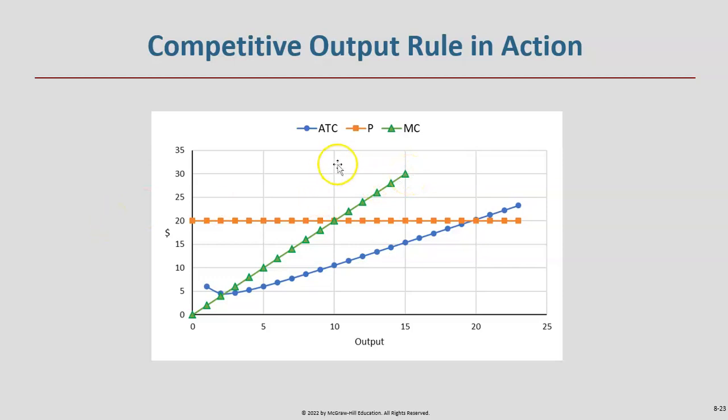You can see that price is equal to marginal cost at an output level of 10. And that is greater than the average total cost, which is around 10. It's actually 10.5. And so profit can be determined by the rectangle bordered at the top by the price line up to 10, and then down, and then across.